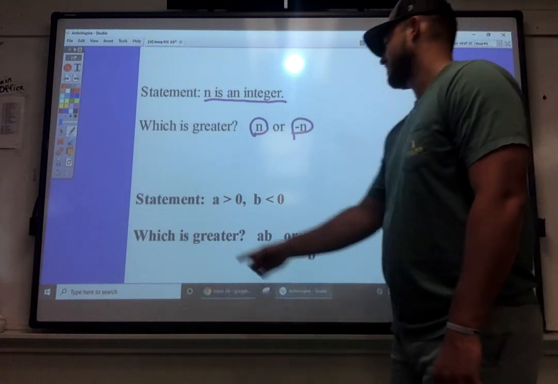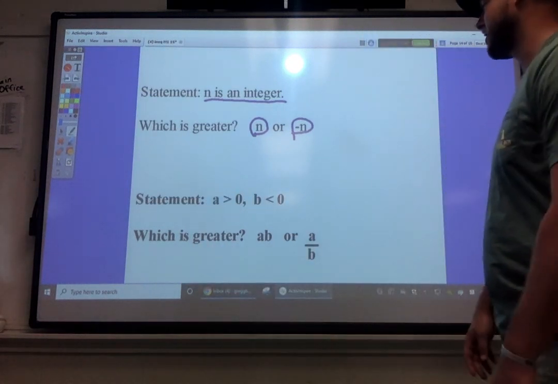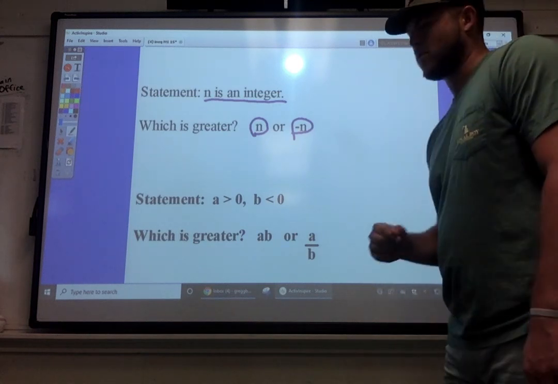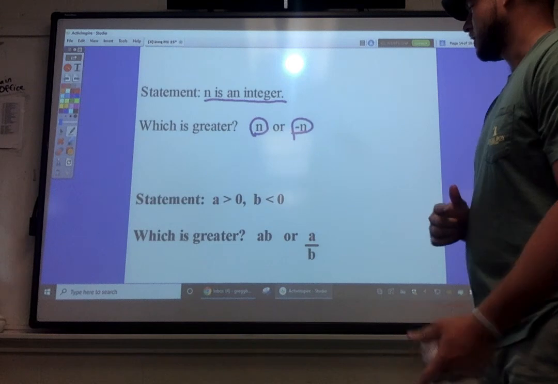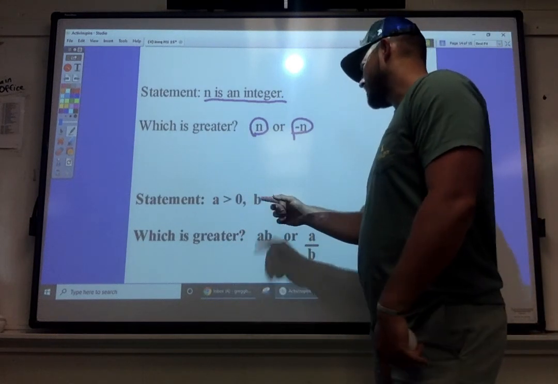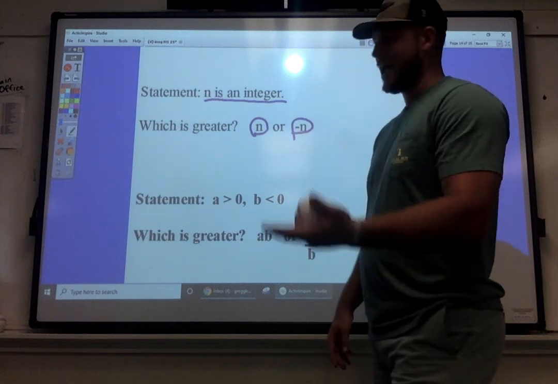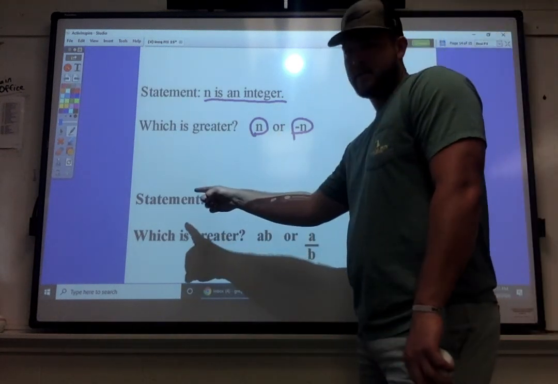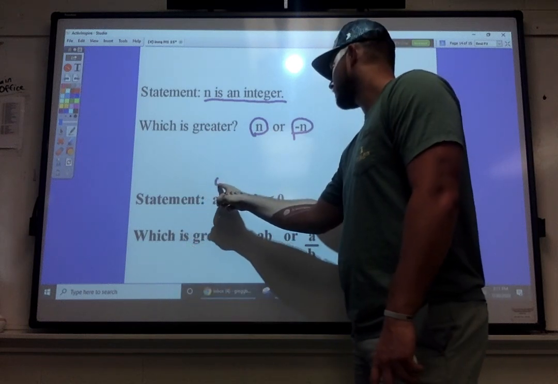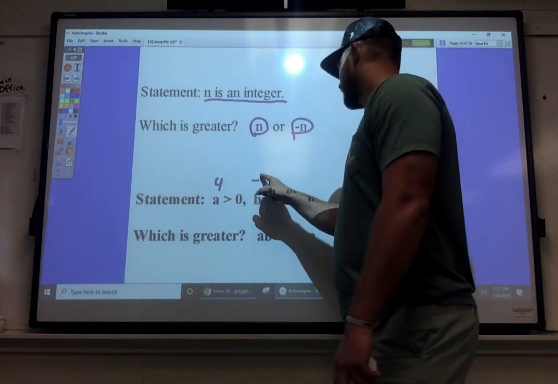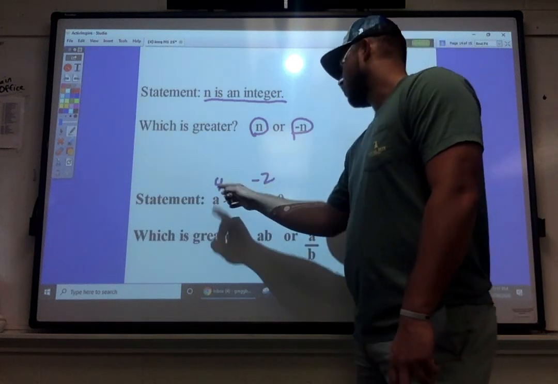All right. Statement. A is greater than 0. B is less than 0. Which is greater, A times B or A divided by B? Well, if A is greater than 0, we know, again, it's a positive number. If B is less than 0, we know it's a negative number. So just to keep it simple, I'm going to say that my A for this one is going to be 4. My B, in this case, I'm going to use a negative 2. Negative 2 is less than 0, and 4 is greater than 0.